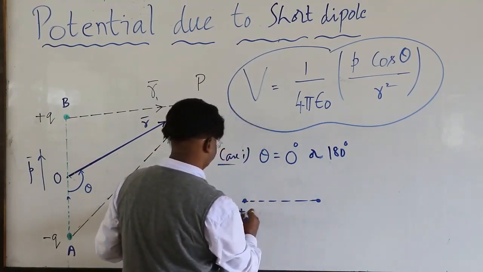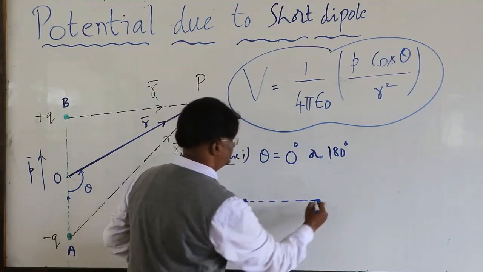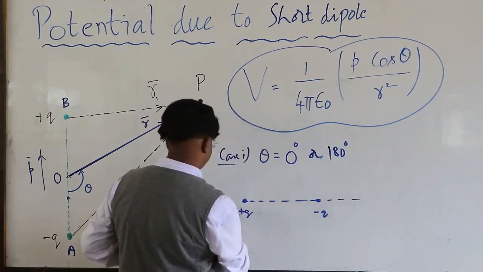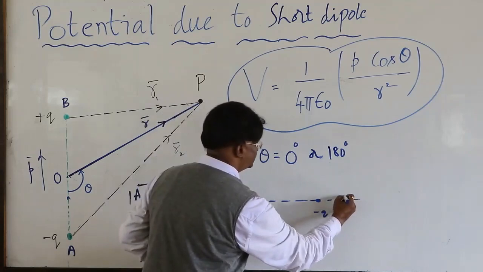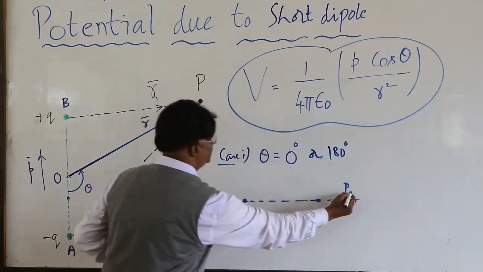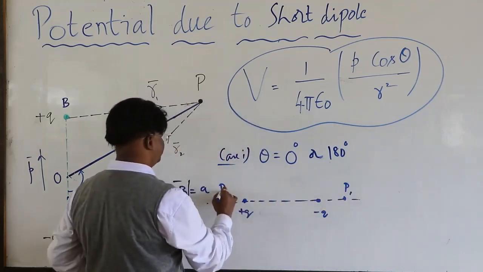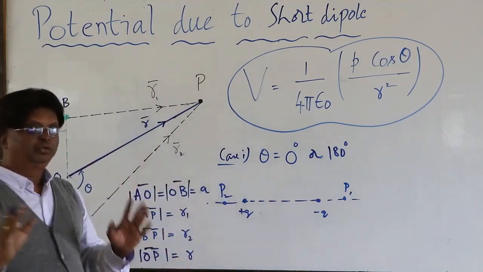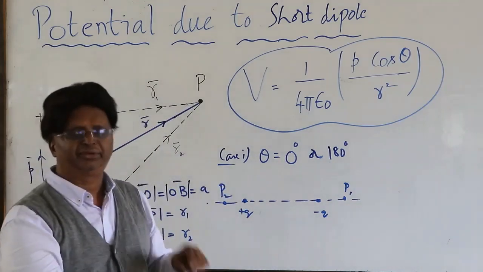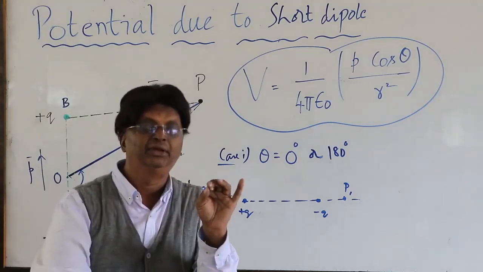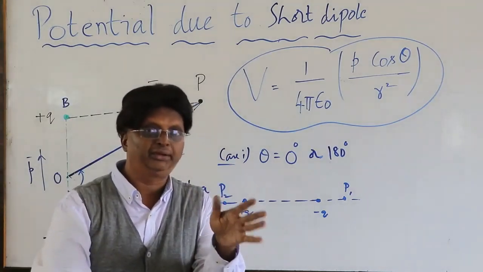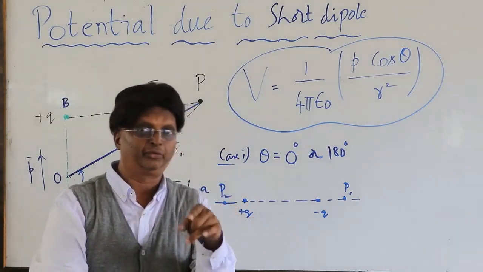Yes, this is plus q and this is minus q. This is the axial line. If you consider a point P1 here, and one more point, I will write it as P2. Then what does it mean here? Because it makes sense. Whatever answer we get, what is the meaning of the answer is important.